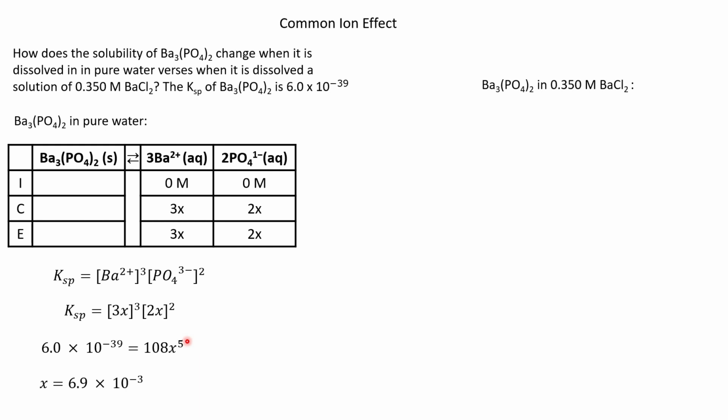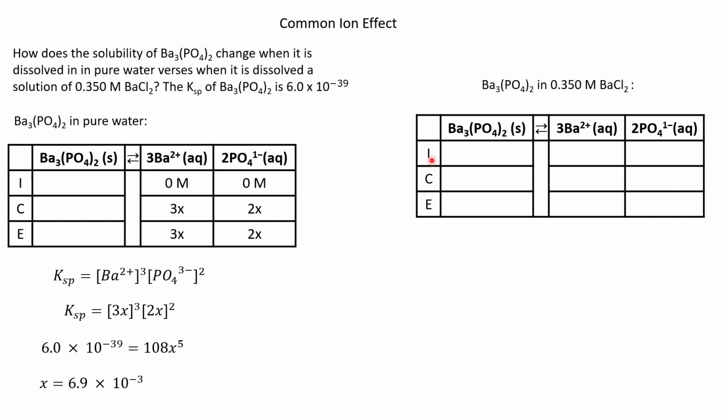Let's check our solubility when we're dissolved in 0.35 molar barium chloride. Still setting up an ice table. Now, initially, we're going to have some of that barium. Remember that barium is coming from our barium chloride. That is the common ion. We don't have any phosphate though, so that is 0. Our change row is the same, our 3x plus our 2x, but of course our equilibrium row is going to be a little bit different because this is going to be 0.35 plus 3x, and our phosphate is just 2x.